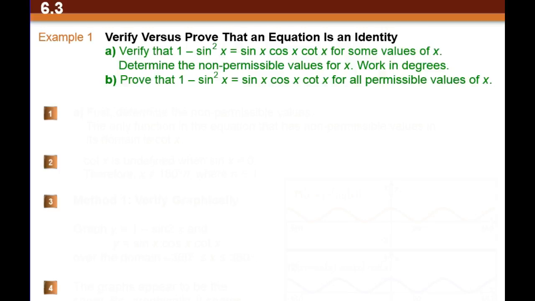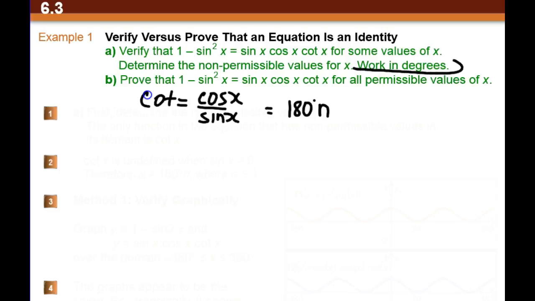Cotangent. Okay, so cotangent is the same as what? Cotangent is the same as sine over cos? Cos over sine? So what we need to worry about is where sine is 0. So on our unit circle, sine is 0 is where? Pi over, no, it's at pi or 180 degrees, right? So we could say 180 n or we could say pi n. I just chose degrees because we were working in degrees here.